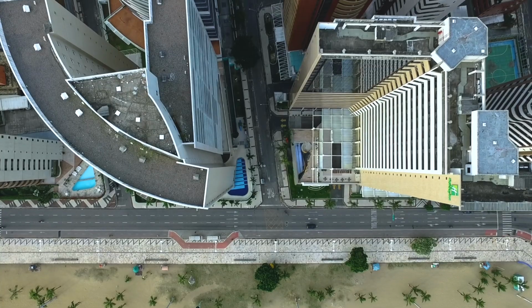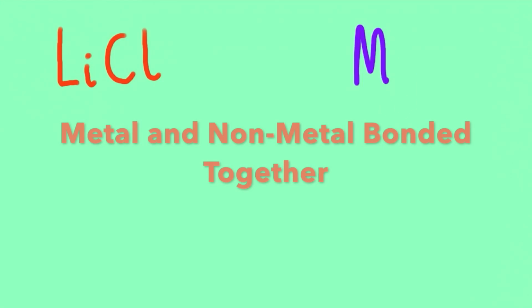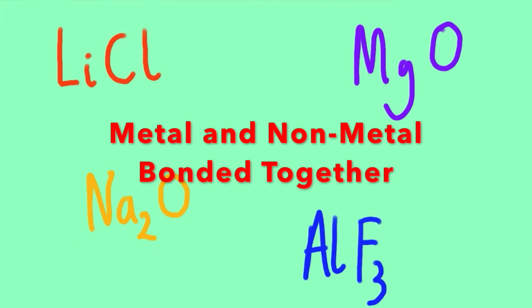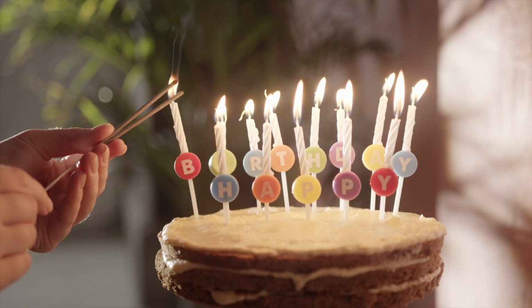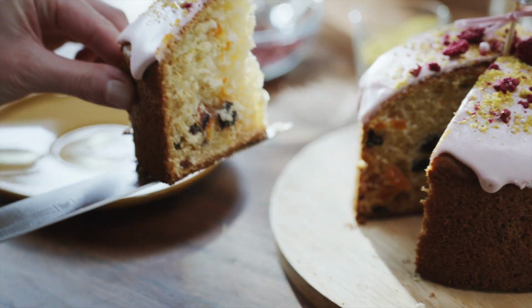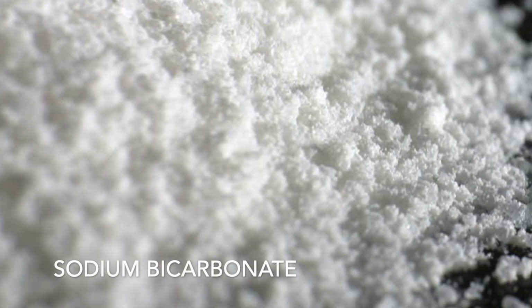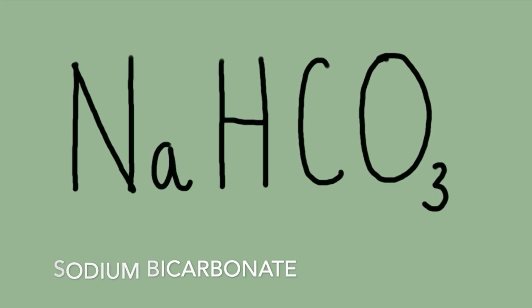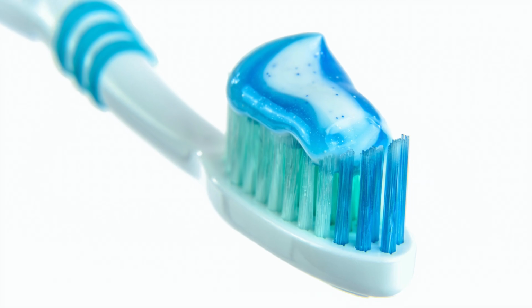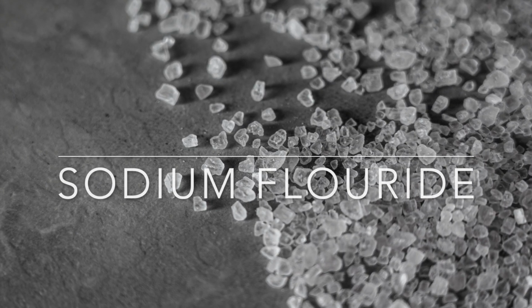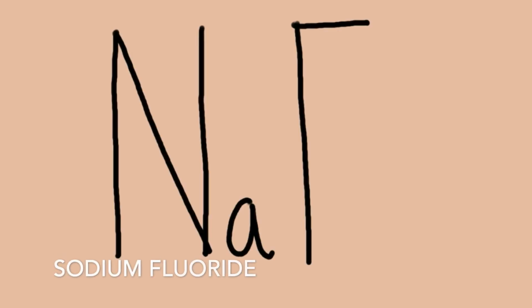Ionic compounds are all around us. An ionic compound is made up of a metal and a non-metal bonded together. It is an ionic compound that makes cake airy and soft. This ionic compound is known as baking soda, sodium bicarbonate. There's another important ionic compound that's used to stop tooth decay, and that is sodium fluoride.